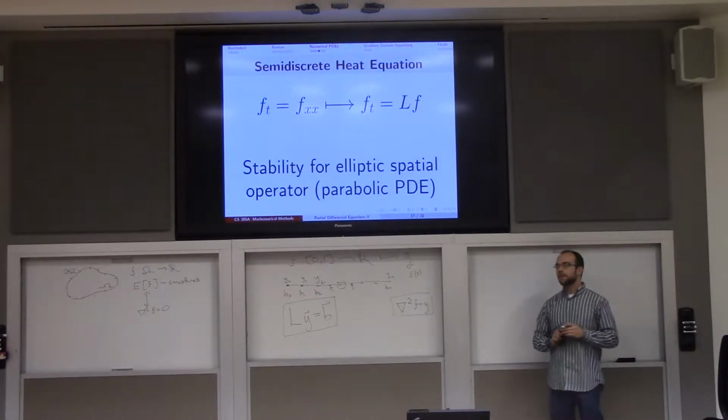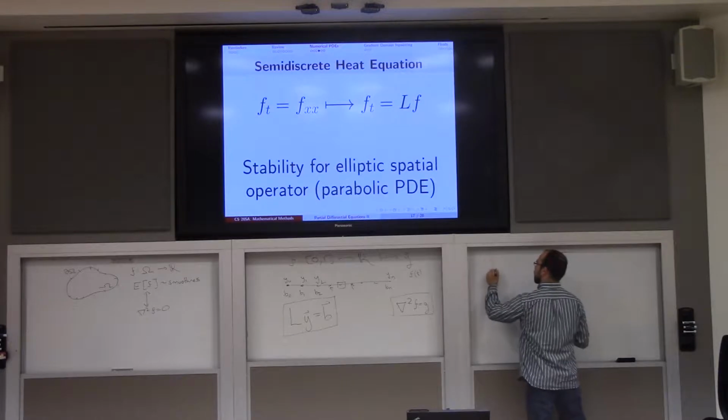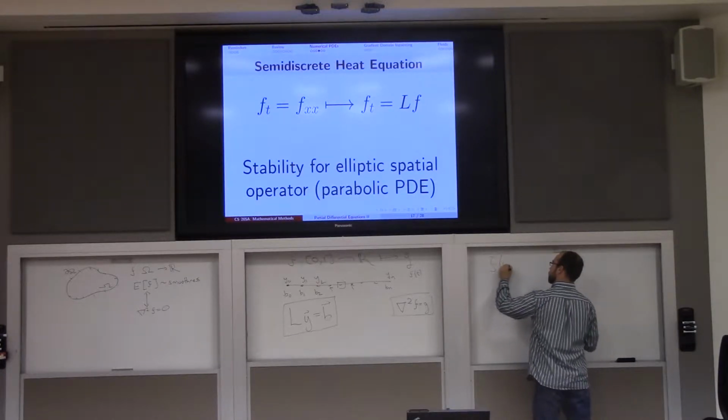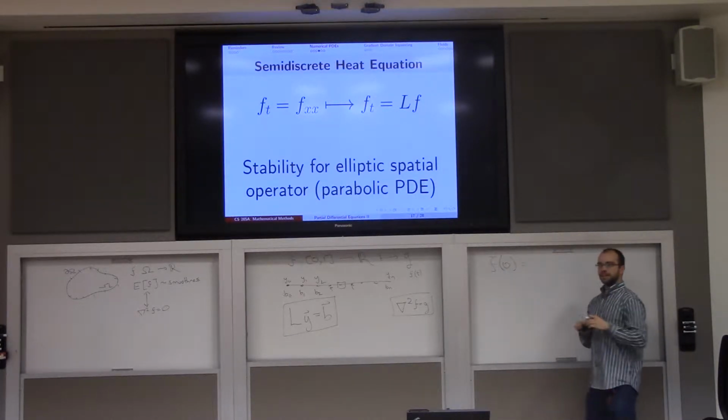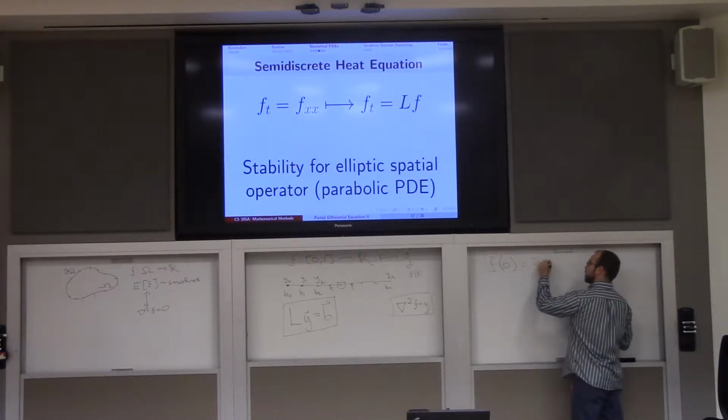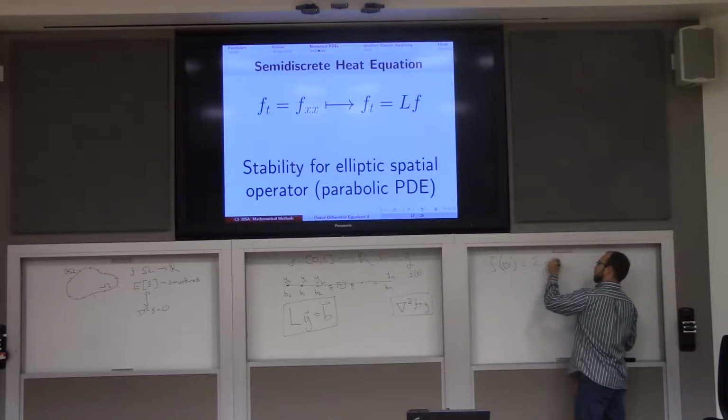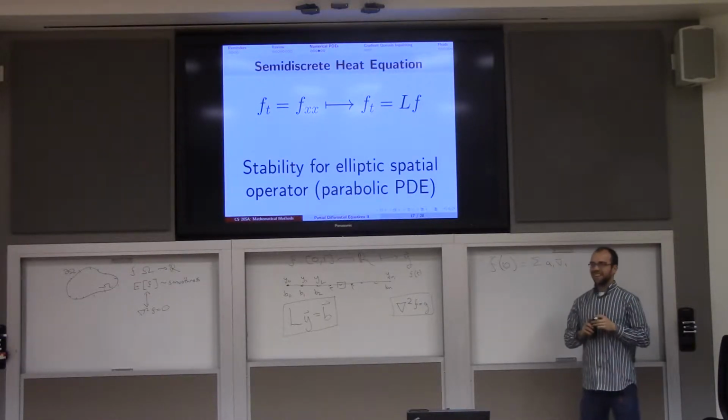Yeah? Now, and since it's symmetric, by the spectral theorem, so we're going to use all of our review words today, by the spectral theorem we know that it has a full set of eigenvalues and eigenvectors. Yeah? So let's say that I knew f bar of 0. That is, I know the distribution of heat at time 0. And let's say that I write it in terms of the eigenvectors of this matrix L. Yeah?